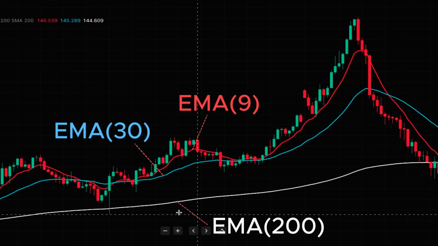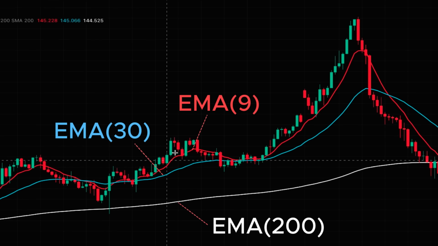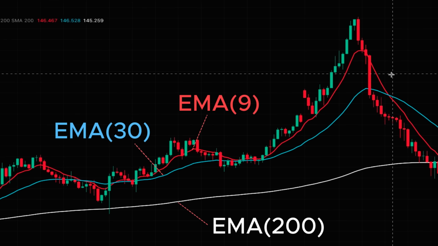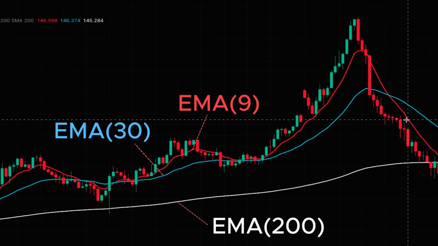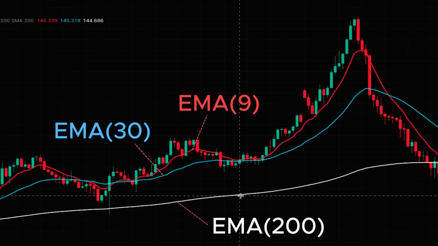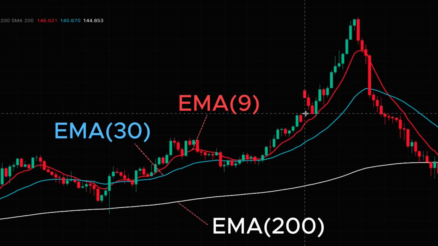Then we use this red EMA and blue EMA for identifying the minor trend. When the red line is above the blue line, the minor trend is up, and when the red line is below the blue line, the minor trend is down. So in times that the major trend is up and the minor trend is also up, it shows that the trend is strong and the upside momentum has strength.